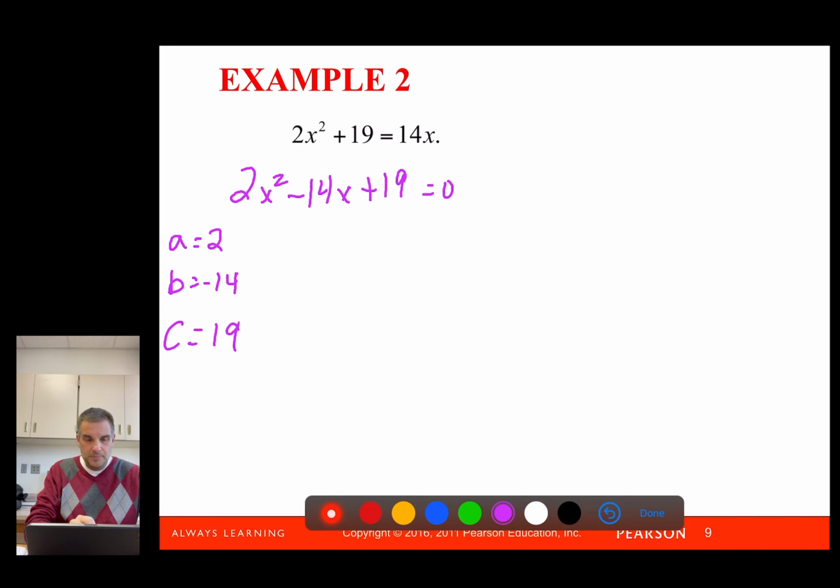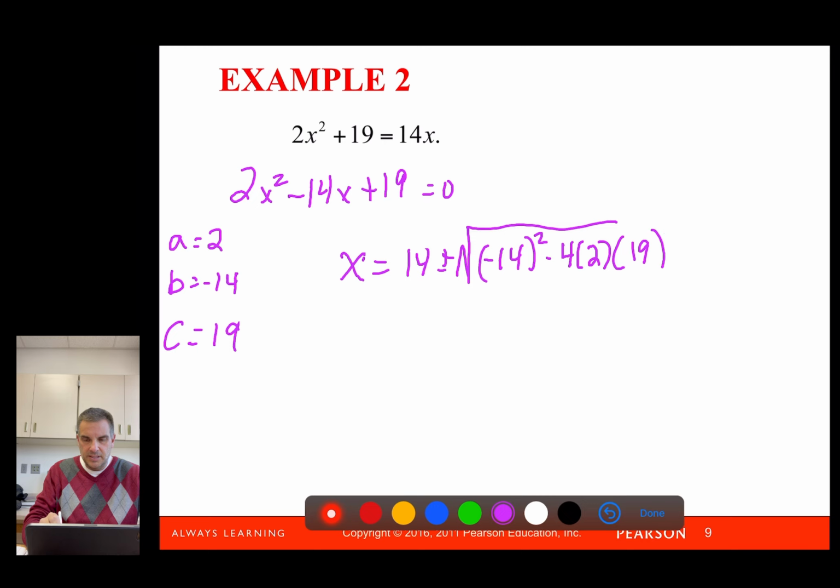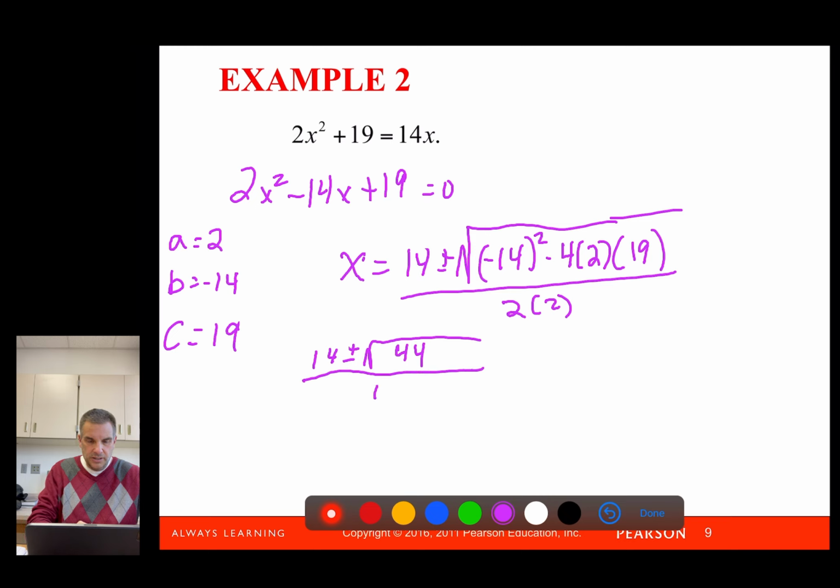Okay, I've got this all in my head, so I'm not going to rewrite that. So x is equal to negative b, so negative b is 14, plus or minus the square root of negative 14 squared minus 4 times a times c, all of that over 2 times a. Okay, so we're going to simplify. So that's 14 plus or minus the square root of, and I'm just going to type it in how I see it, inside parentheses negative 14 squared minus 4, and then I'm going to put parentheses around the 2 and the 19. That gives me 44, all over 2 times 2 is 4.